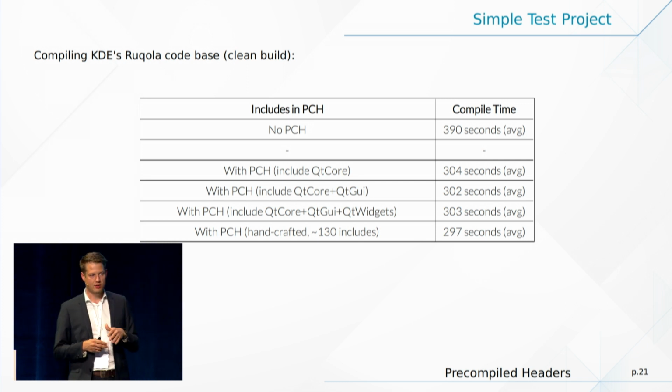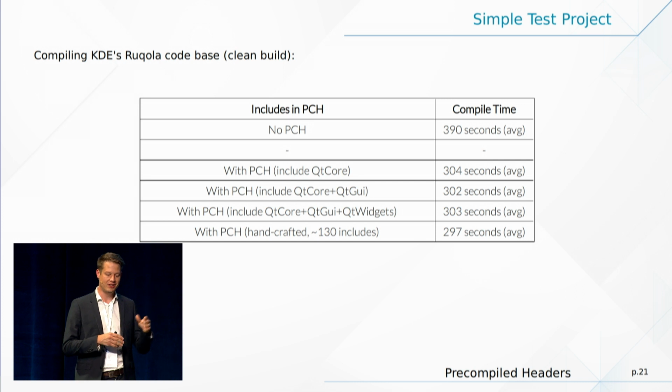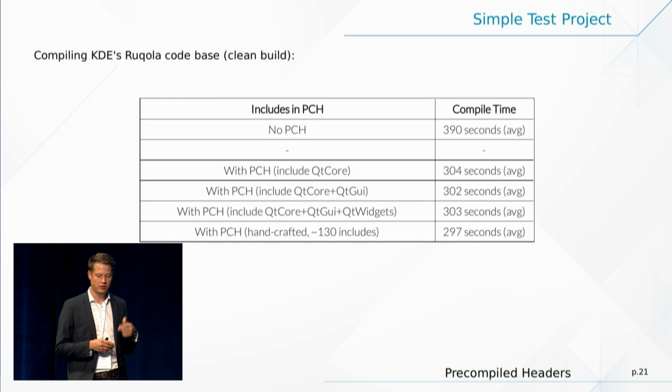In that example, we also did some other tries, like including more than just Qt core in that header, like Qt core, Qt GUI, and Qt widgets. And in the end, the author of Rucola also started handcrafting these precompiled headers. Inside this project, he checked which headers are being used the most often, and then he started adding exactly these headers inside the precompiled header. So these are being cached. And with that, we get the result of 297 seconds.